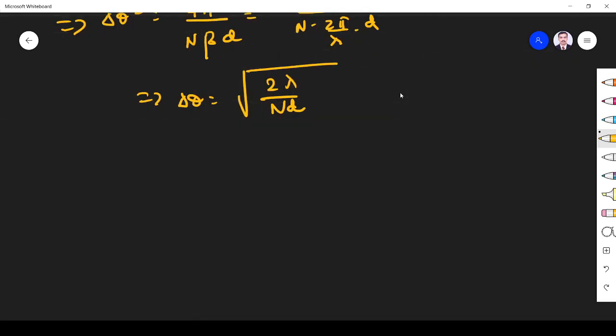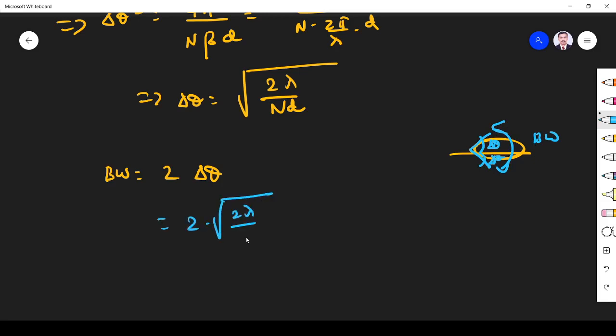What about our beam width? Beam width is equal to 2 into del theta, that we know. If it is a radiation pattern, this is the first null, this is the second null. Beam width means this is del theta, this is del theta, so the total is the beam width. So 2 del theta, 2 into 2 root 2 lambda by nd, that is equal to 2 into 2 root lambda by L, so nd is equal to L. Why is nd equal to L? Please refer to my video on broadside array.